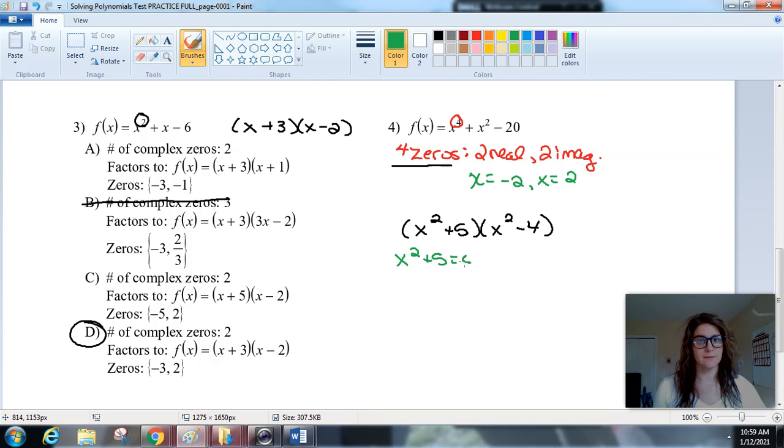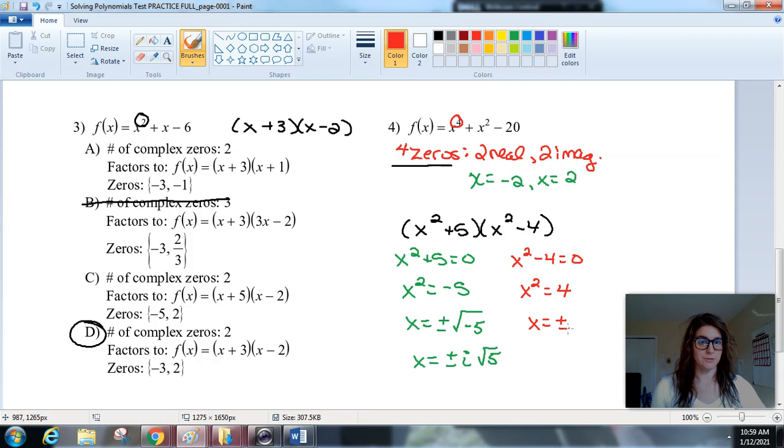x squared plus 5 equals 0. x squared equals negative 5. When you square root, you have the square root of a negative 5, which is plus or minus i radical 5. And again, we know the x squared minus 4 is where we're going to get our plus or minus 2 from. That's because the square root of 4 is 2. And those would be your 4 answers. Okay, so you will have 4 questions just like that on the test.